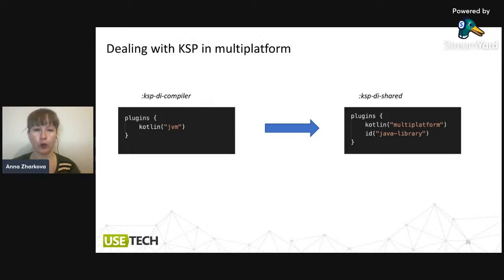Next, if you use the KSP compiler module not only for Android but for multi-platform, you need to specify not Kotlin JVM but Kotlin Multiplatform in the plugin section, and Java library as the ID in this platform section.